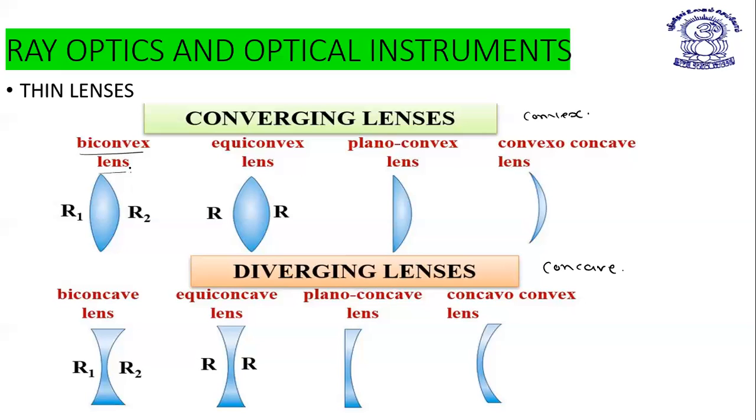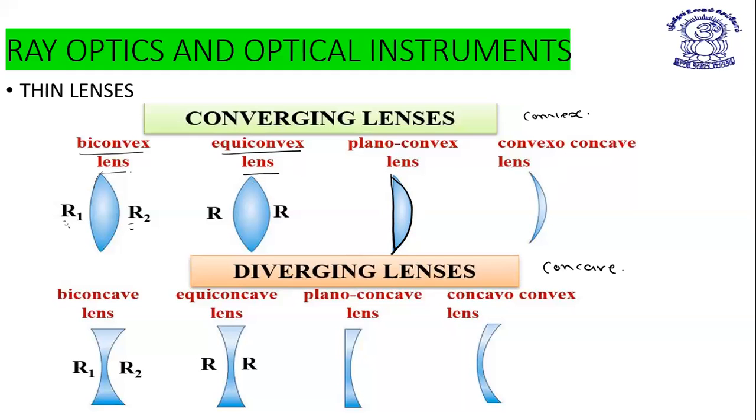One is the biconvex lens. A biconvex lens has two convex surfaces. The radii of them may or may not be the same. Let's say one radius of curvature is R1 and another surface has radius of curvature R2. If both curved surfaces have the same radius of curvature, then it is called an equiconvex lens. If one surface is plane and another surface is convex, then it is called a plano-convex lens. If one surface is convex and the second surface is concave, then it is called a convexo-concave lens.